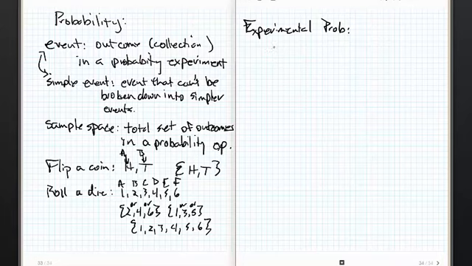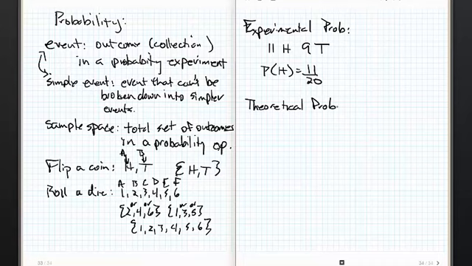So, for example, let's say that you flipped a coin and you did it 20 times, okay? And you got 11 heads and you got 9 tails, okay? The experimental probability of getting a head in this case is 11/20. However, we know that the theoretical probability in this case is, well, it should be 10 out of 20, or 1/2.